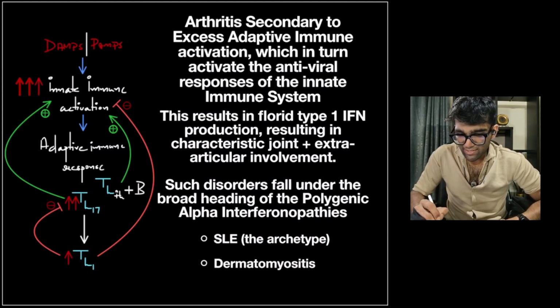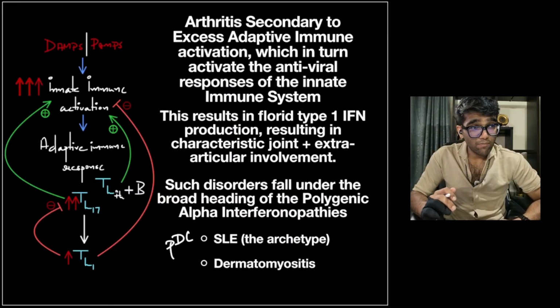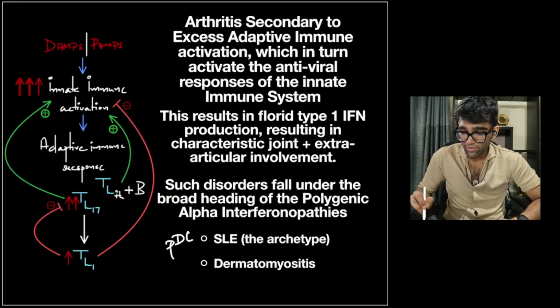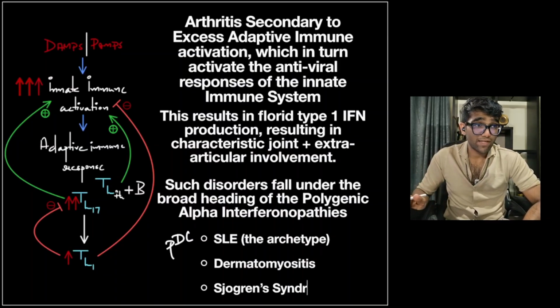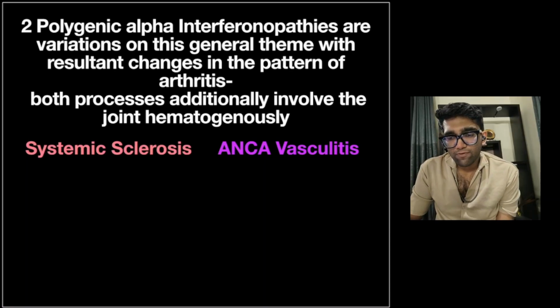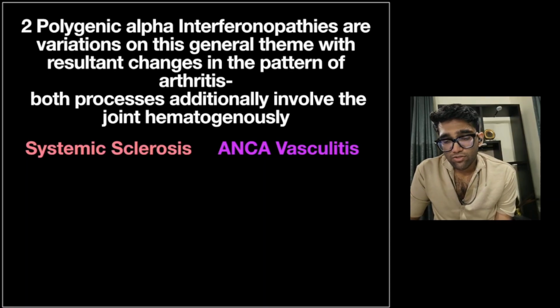that in SLE it is the plasmacytoid dendritic cell that is producing the type 1 interferon signature. In dermatomyositis, it is actually the intramuscular myoblasts that are producing the type 1 interferon signature. And in Sjogren's syndrome, it is the epithelial cells of the glands that are producing the type 1 interferon signature. So two polygenic alpha interferonopathies are variations on this general theme with resulting changes in the pattern of arthritis. Both processes additionally involve the joint hematogenously, and these essentially are systemic sclerosis and ANCA vasculitis.